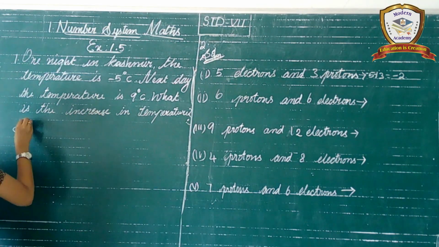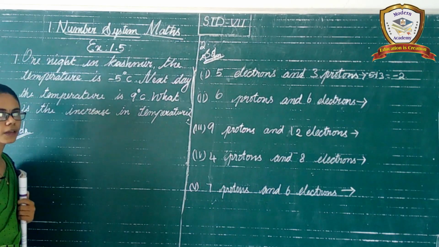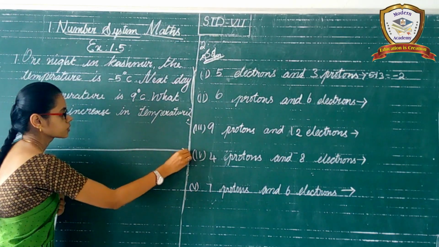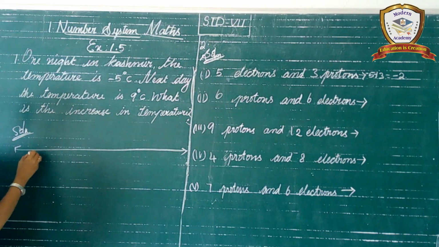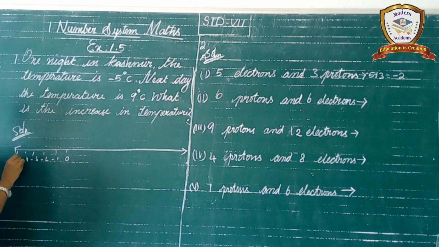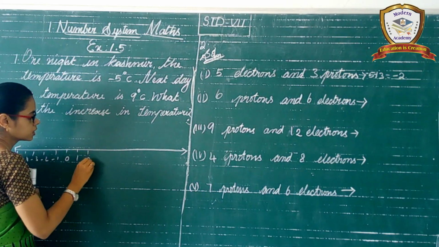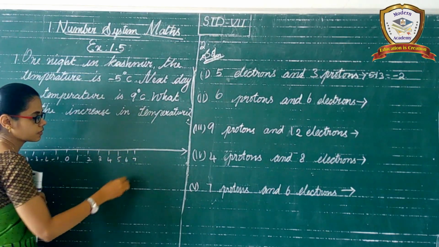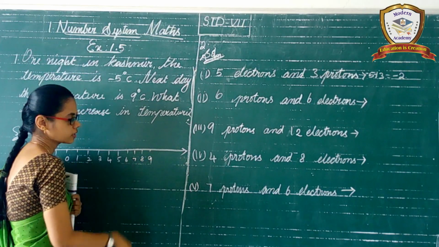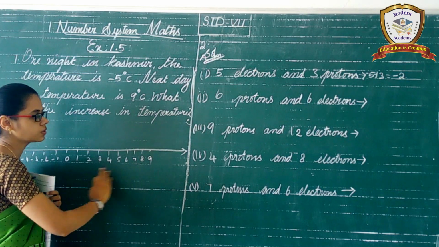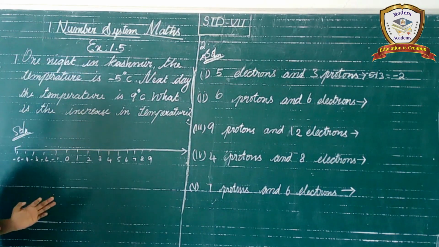Okay, so I can write here. Let us take the number line. So -5 to 9. Here 0, here -1, -2, -3, -4 and -5. Here 1, 2, 3, 4, 5, 6, 7, 8, 9. Okay, so between -5 and +9, how much increase in temperature do we have?